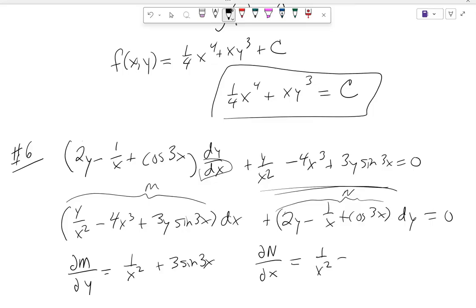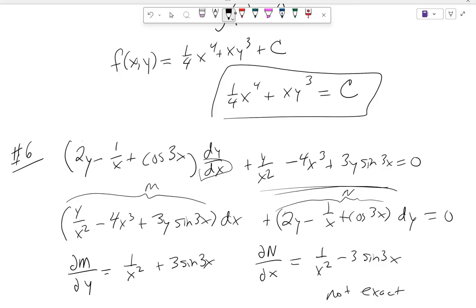Minus 3 sine. Okay. Just double checking, make sure I wrote down the problem right. Is this exact then? No, they're not equal, right? This and this aren't the same. Okay, so this is not exact. And like I said, we'd be screwed at this point.